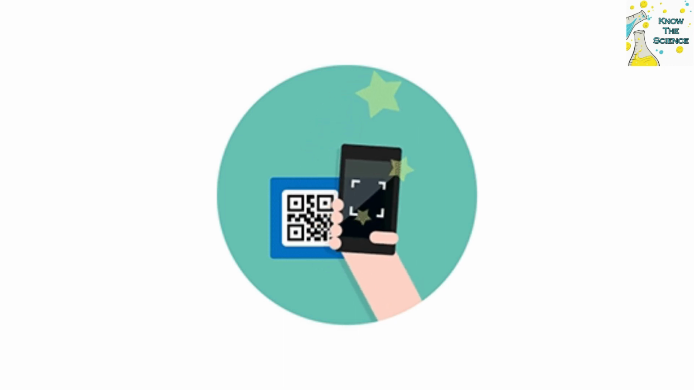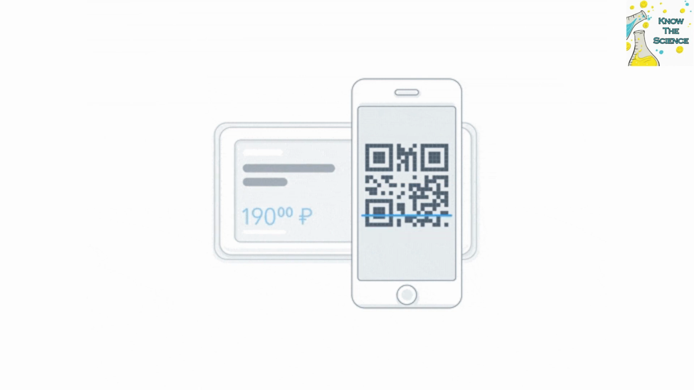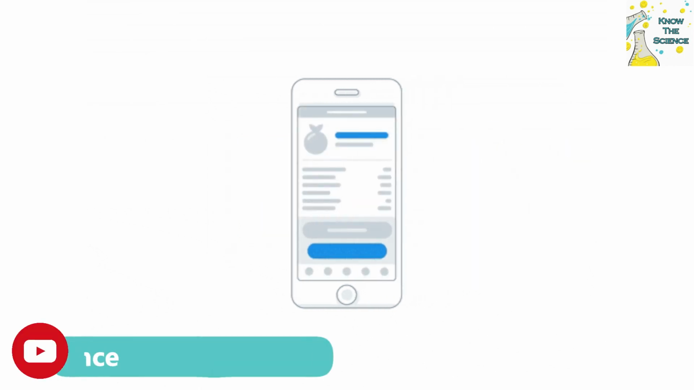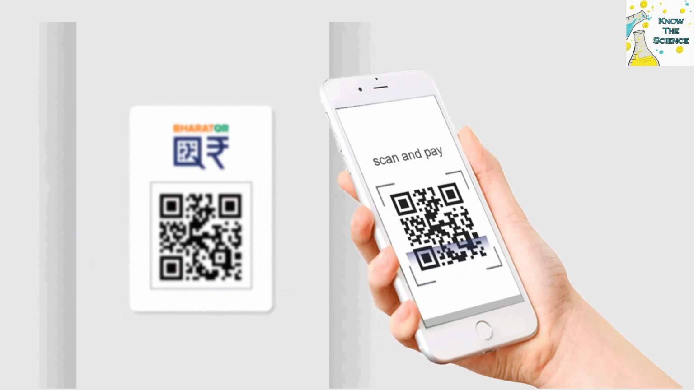QR code, in full quick response code, a type of barcode that consists of a printed square pattern of small black and white squares that encode data which can be scanned into a computer system. The black and white squares can represent numbers from 0 to 9, letters from A to Z, or characters in non-Latin scripts such as Japanese.